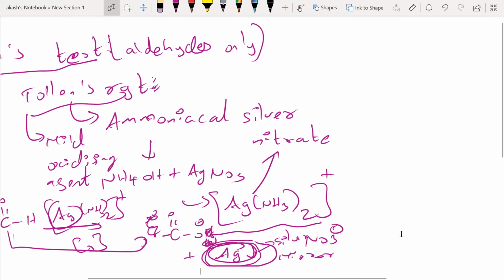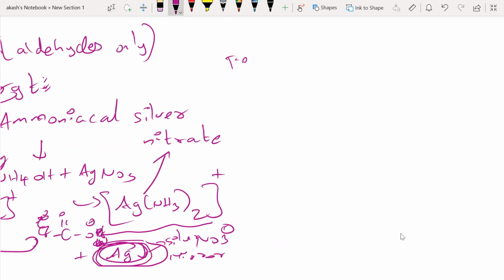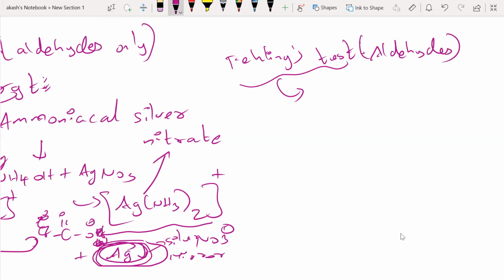Okay, so the next one is my Fehling's test. Again, what you have to understand is what reagent is used. Again, this is given by only the aldehydes, and not the ketones. Cool. So what is the Fehling's reagent?